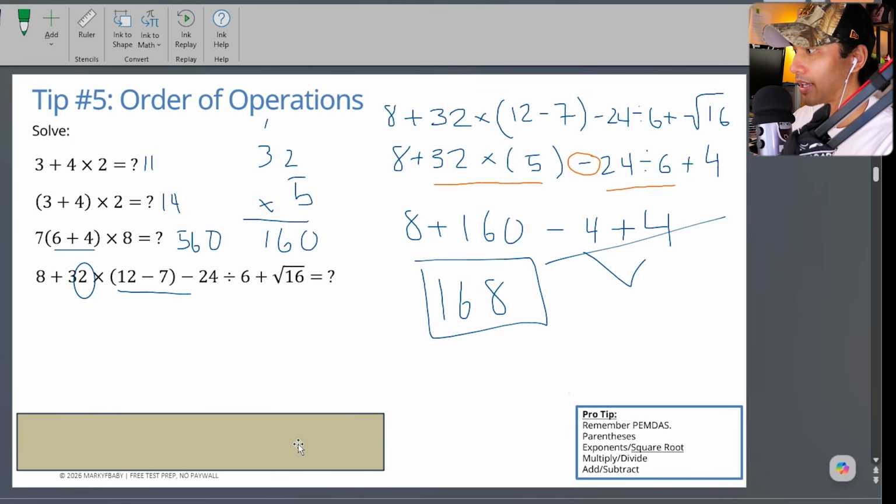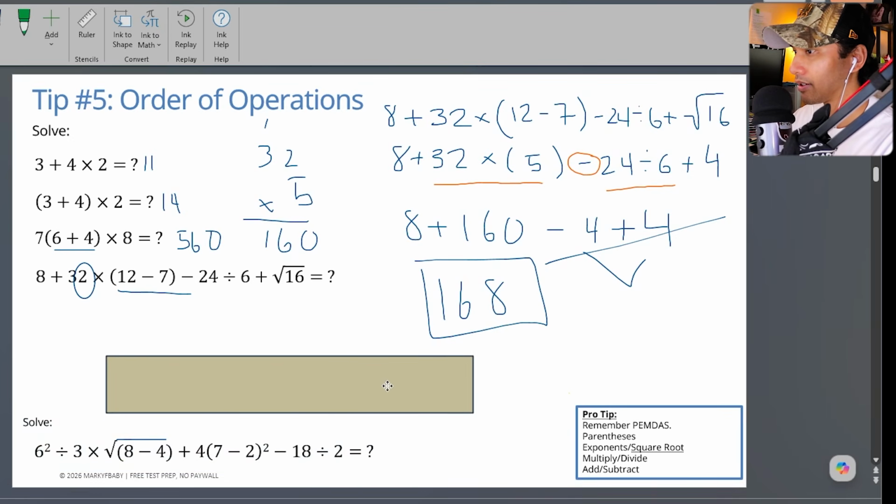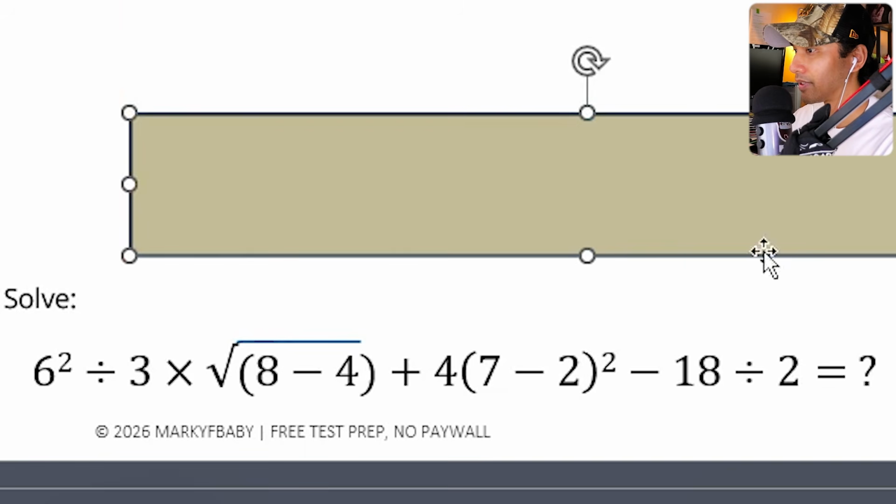Let's go ahead and check out the challenge problem. And here you go. See, look, this line here I made because the square root doesn't go all the way to the top, or all the way through. So go ahead and do this problem and put the right answer or your answer in the comments below.